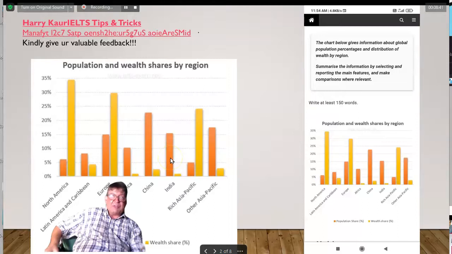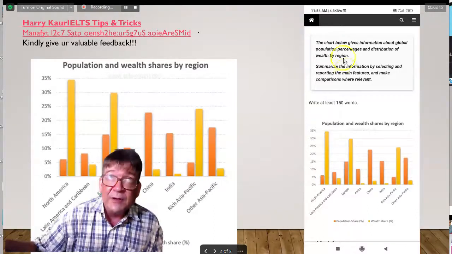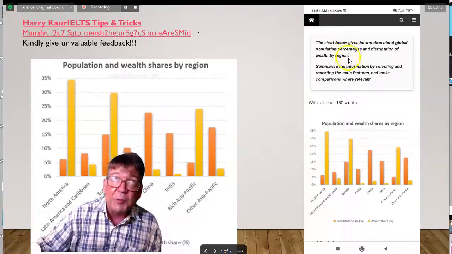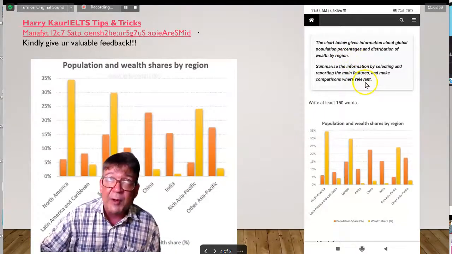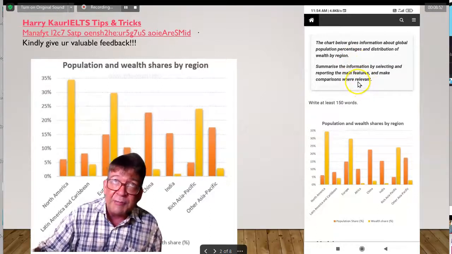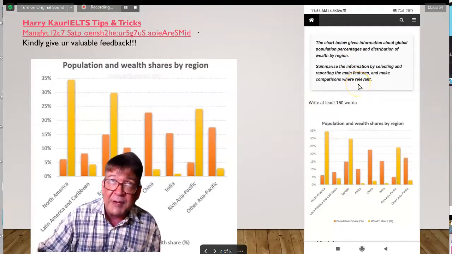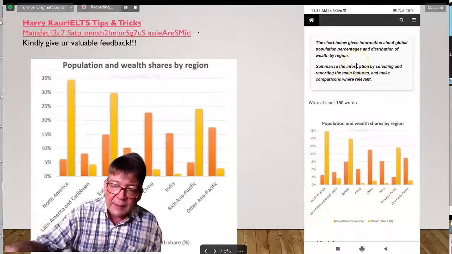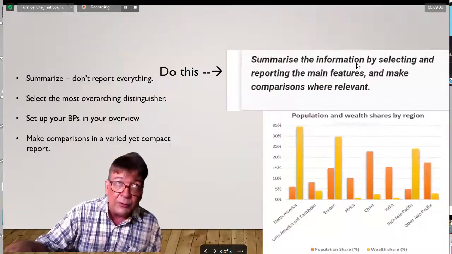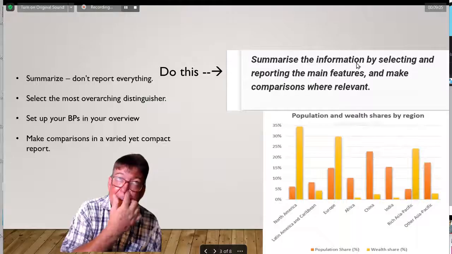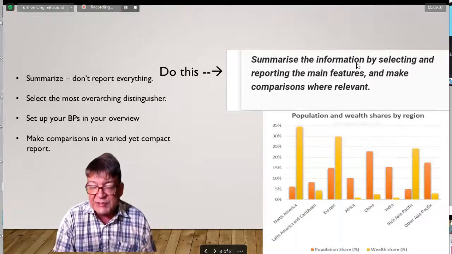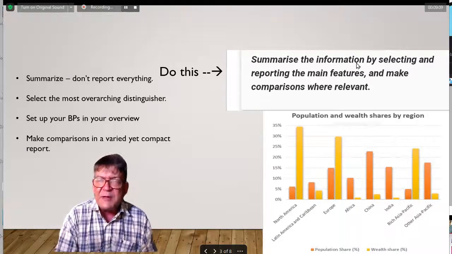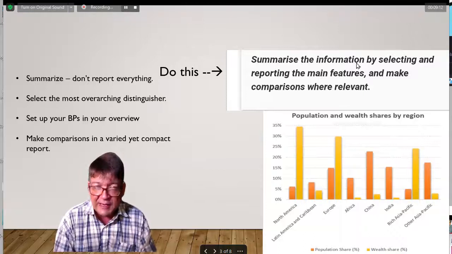There are some odd numbers here, but anyway, what does it ask us to do? If we look at the task itself: the chart below gives information about global population percentages and distribution of wealth by region. Summarize the information by selecting and reporting the main features and make comparisons where relevant. Okay, so Harry asks, what do I do here? Oh, it doesn't say. But he wrote in his little comment, please help me. What do I need to do to succeed in this task?